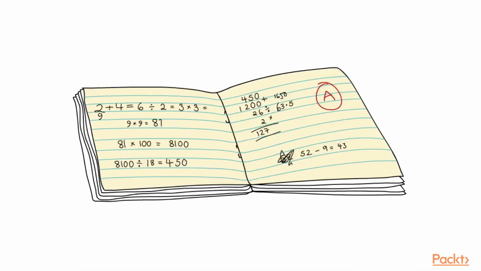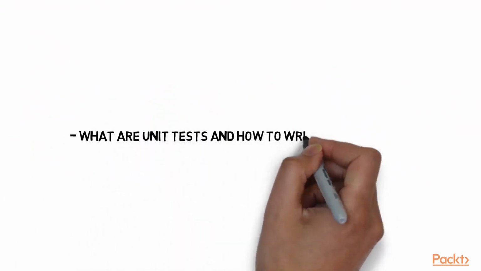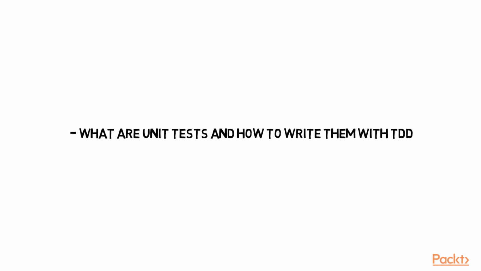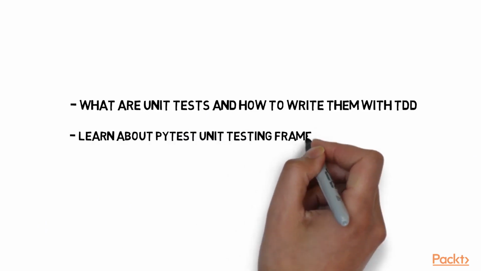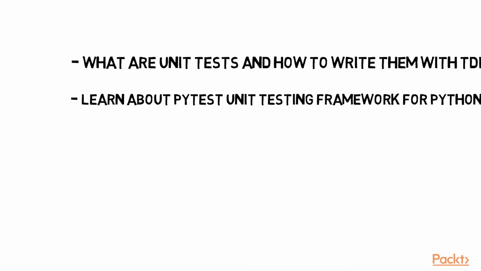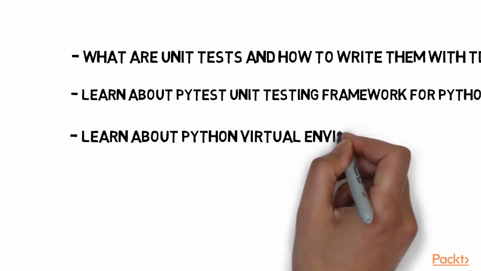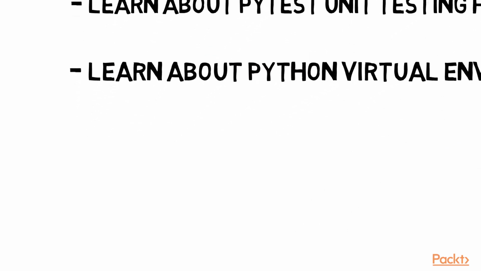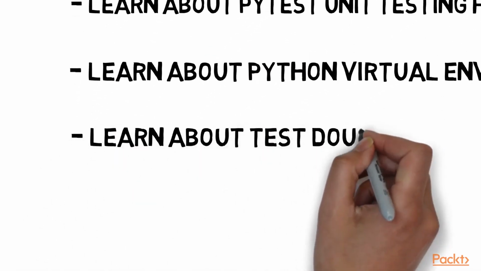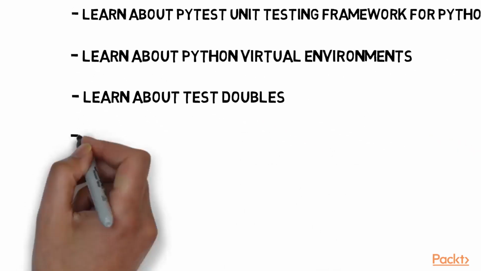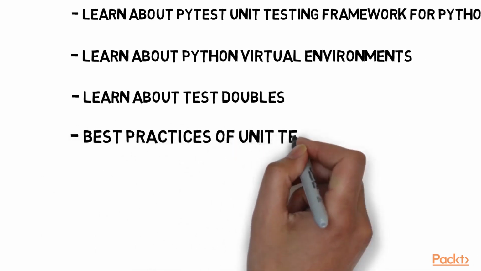In this course, we'll learn what unit tests are and how to implement them using test-driven development and walk through some hands-on examples. We'll learn about the PyTest unit testing framework for Python and how it makes writing and running unit tests fast and easy. We'll learn about Python virtual environments and how to set up some common IDEs like Eclipse and PyCharm for running unit tests. We'll learn what test doubles are and how they help you test your code in isolation. And then lastly, we'll learn about some of the best practices of unit testing in TDD, which can help maximize the benefits you get from implementing those practices.